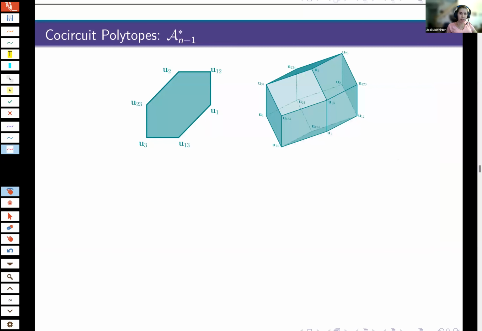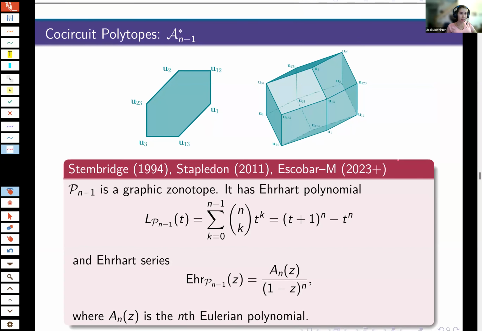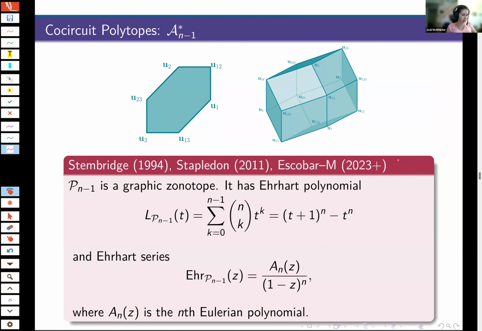All right, so let me tell you about the Ehrhart theory of these polytopes here. And there's a lot of names on this result. I'll tell you more about the reason in a few slides. But we have these polytopes. This lattice point enumerator, this Ehrhart polynomial, is (t plus 1) to the n minus t to the n. So it's like we have these binomial polynomials and we're subtracting off just the leading term. And that should make sense because it's an n minus 1 dimensional polytope, so we don't want that highest degree term there.